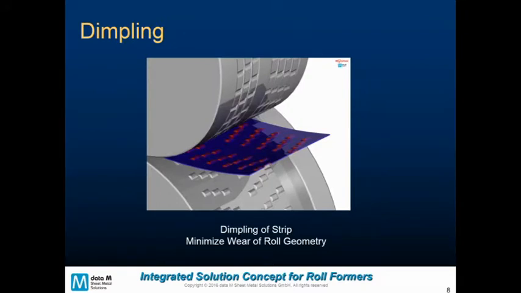We can consider dimpling of strip and ultimately minimizing the wear of roll geometry by looking at the detail of the dimpling, and of course by reducing forces we reduce wear. And then we consider this passing through the roll former, again to ensure that it's not being flattened and the work hardening that's taken place isn't affecting the formability of the profile afterwards.